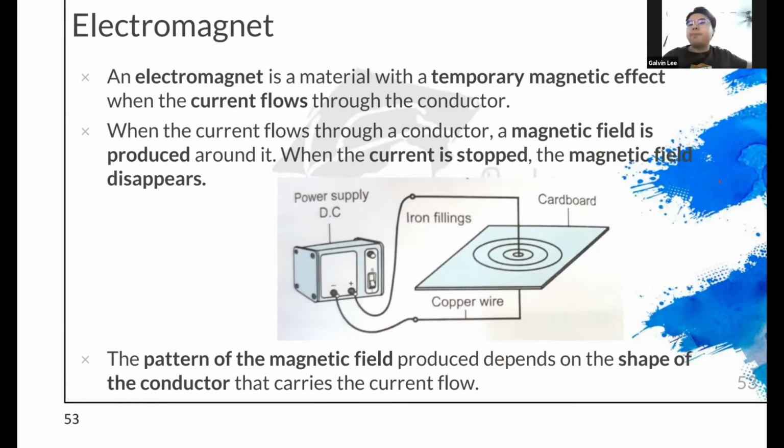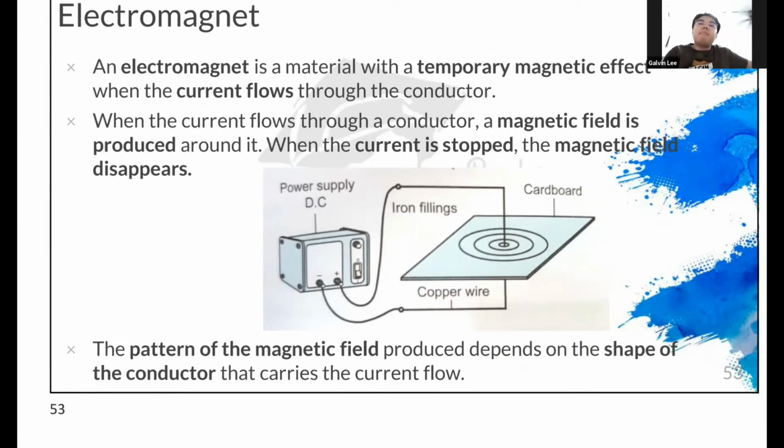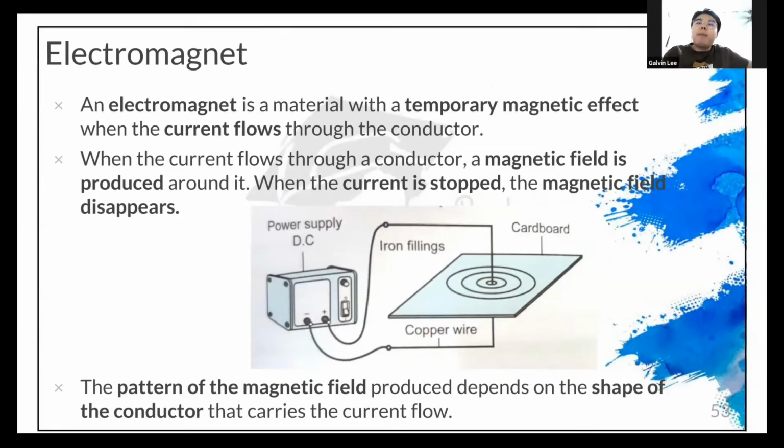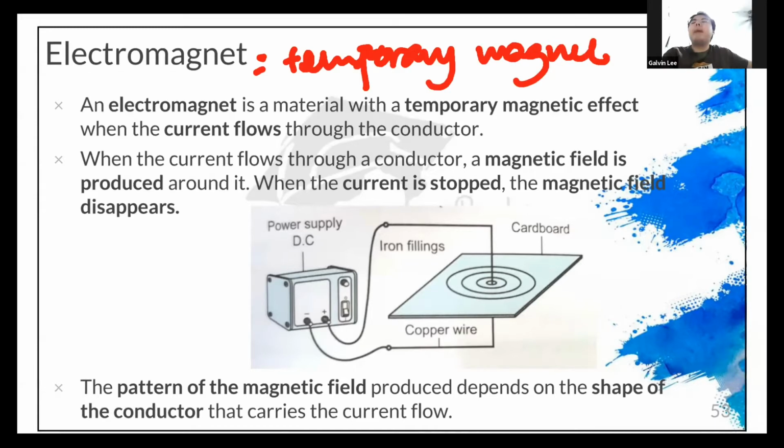Now, let's look at the electromagnet first. How do we use electricity to make a magnet? An electromagnet is what we call a temporary magnet. Why do we call it temporary? Because it is a magnet that we can turn on and turn off whenever we want.